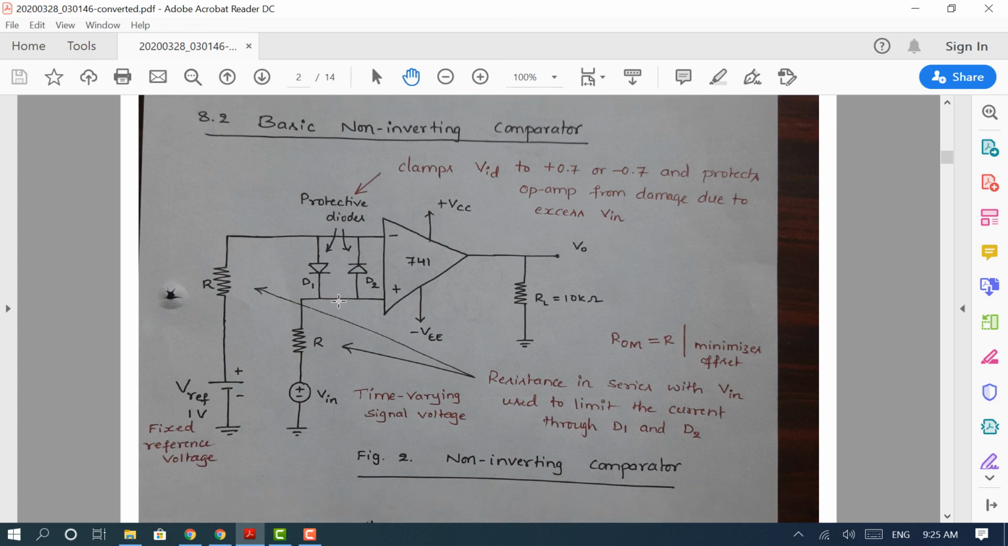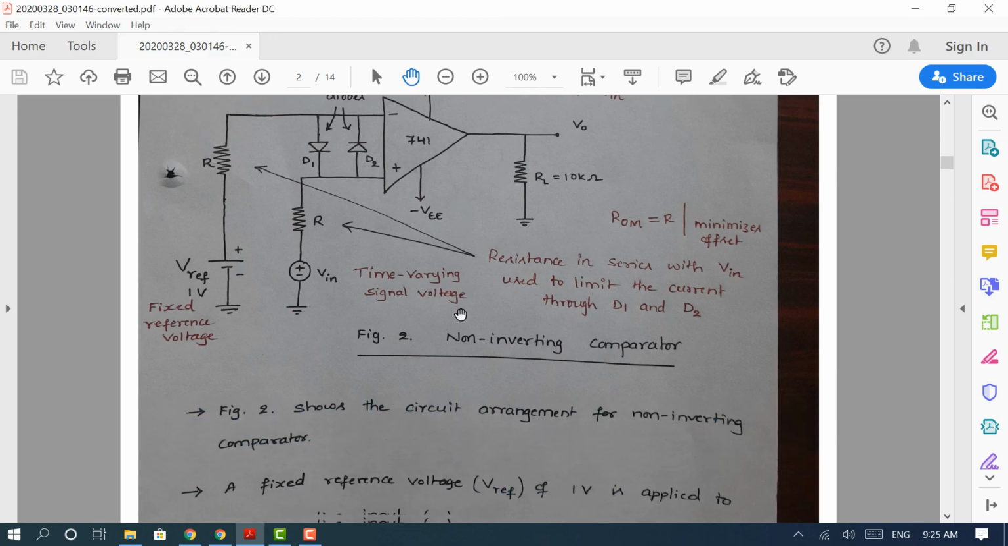In the basic comparator, as we can see, there is a resistance, as we already said, to limit the current flow into the diode, and the input is applied to the non-inverting terminal. Therefore, this comparator is called a non-inverting comparator. Okay. Now let us understand the analysis of this circuit. Let us go step by step.